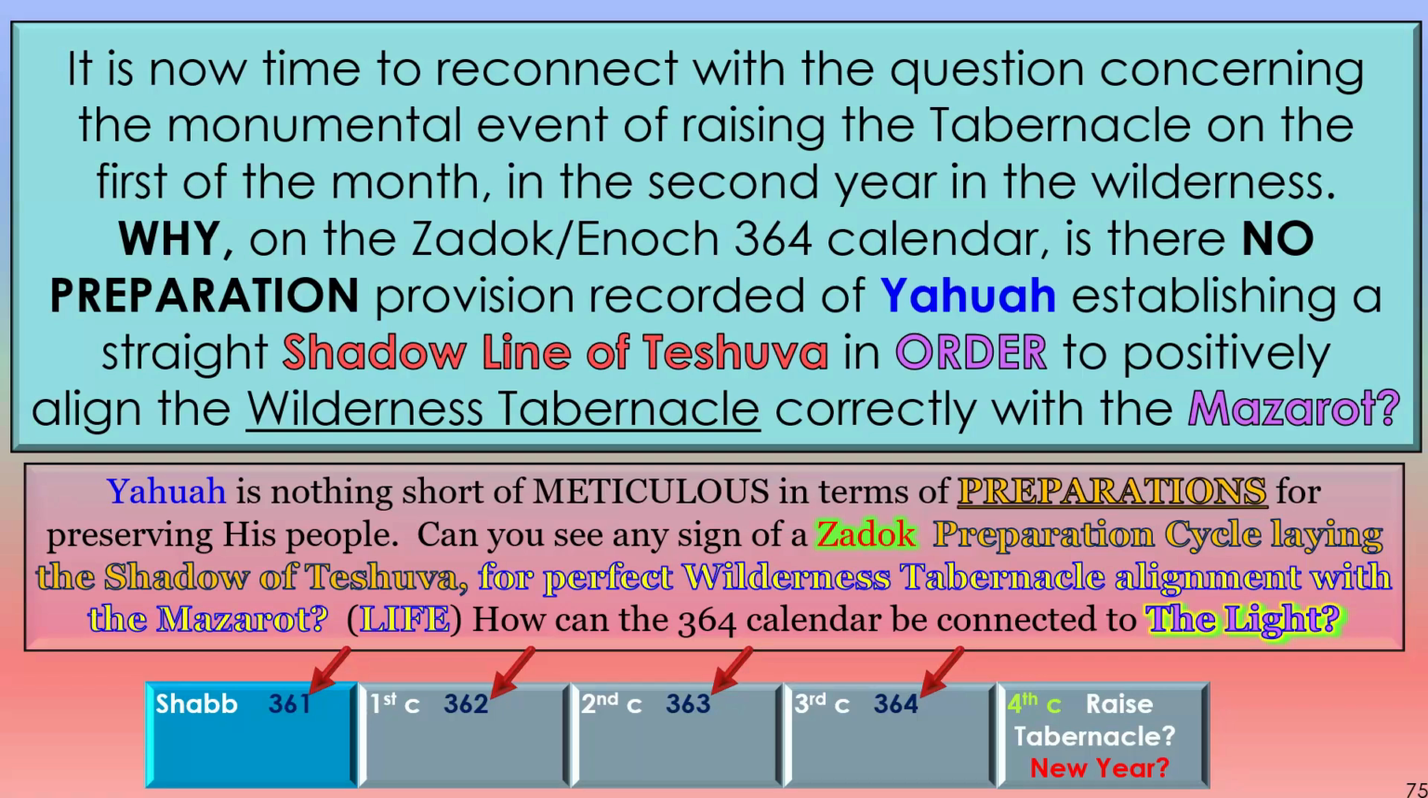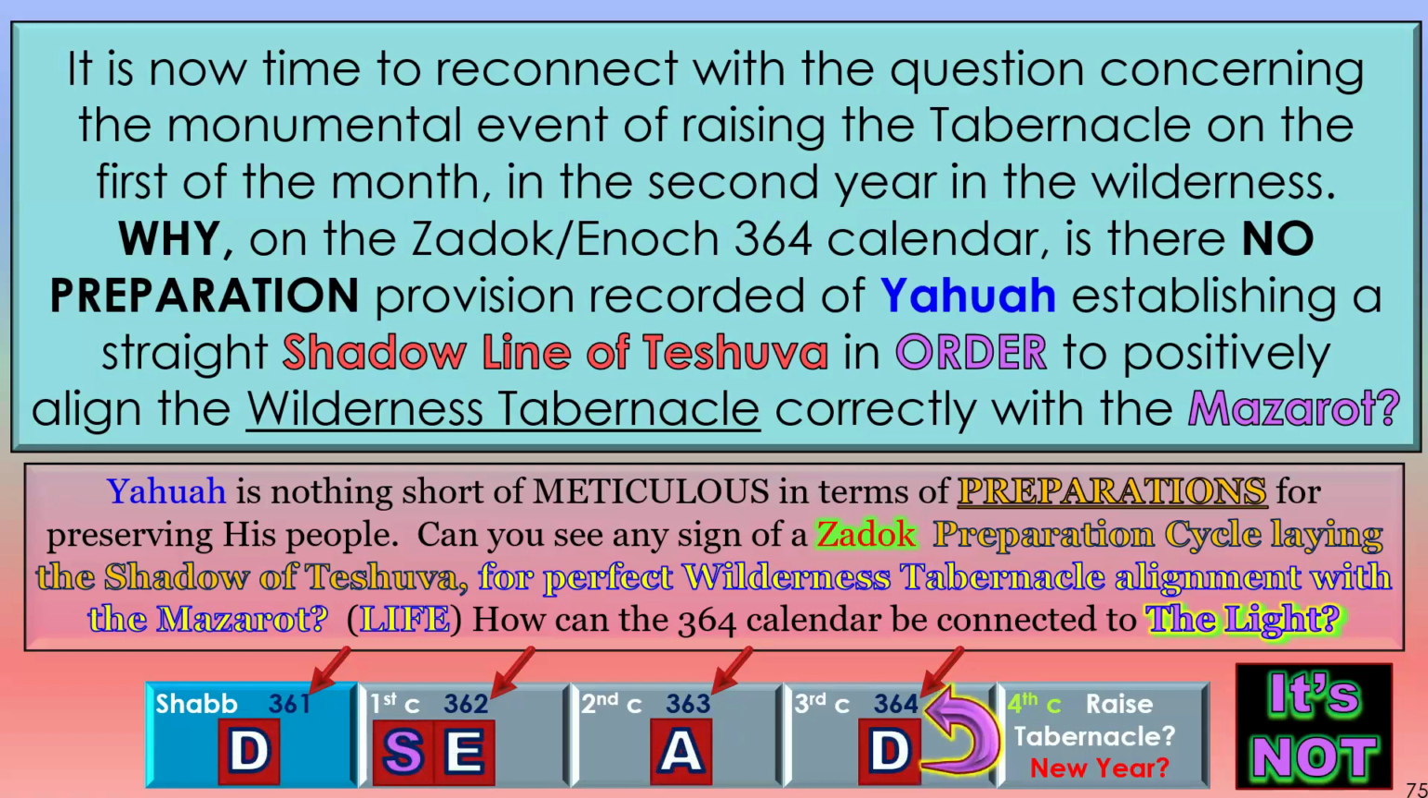How can the 364-day calendar be connected to the light? There was no preparation for the raising of that tabernacle to be in alignment with the plan of salvation in the Matzerot. No preparation. How can it be connected to the light? It's not. It's that simple.